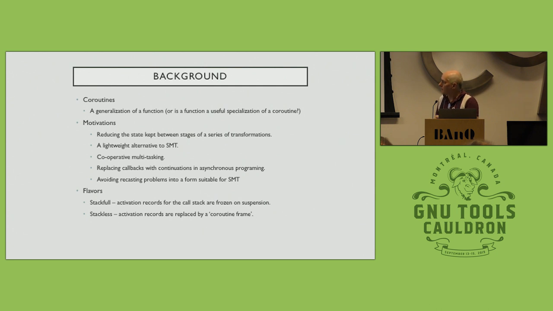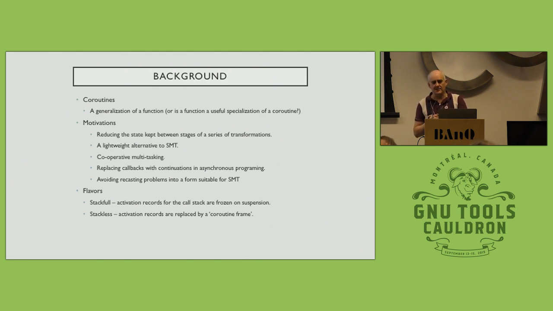However, a second mechanism is to say, well, we're not going to do that. We're just going to keep the activation record of our coroutine in what we're going to call a coroutine frame. And that's going to belong to the coroutine. And we're going to keep it somewhere else.